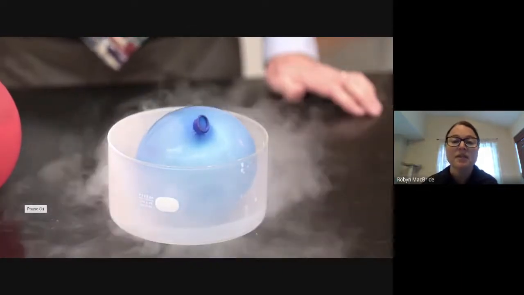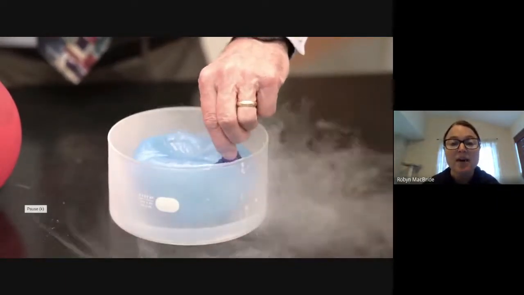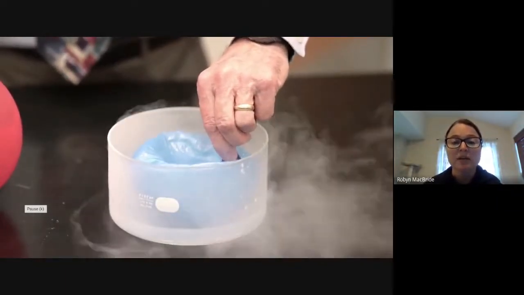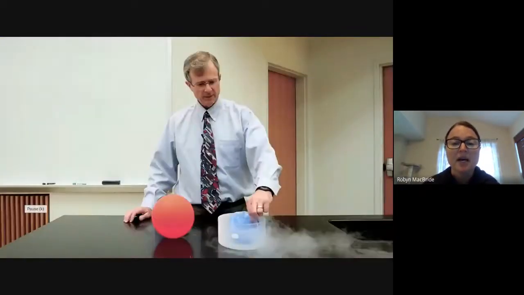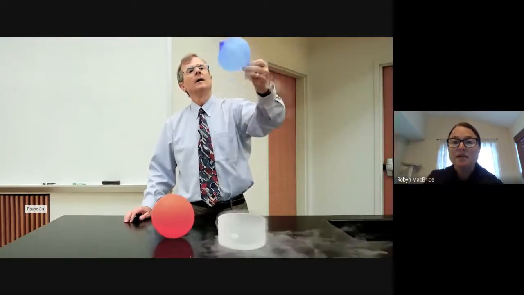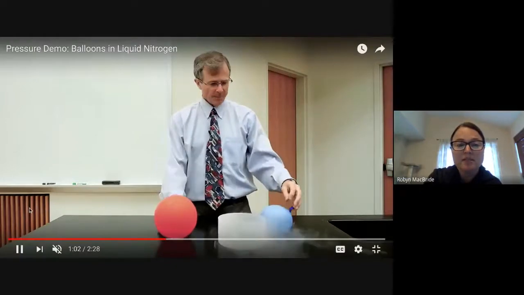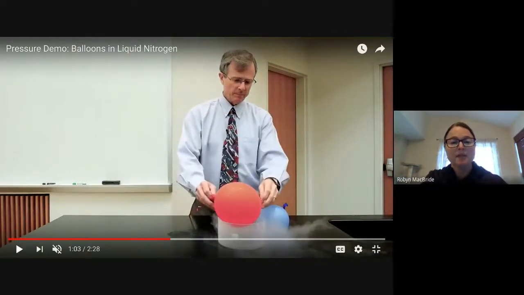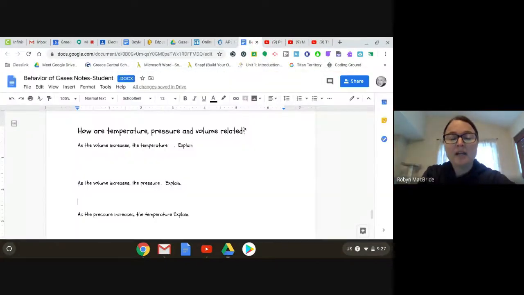Hopefully you are saying to yourself that the balloon seems to be getting smaller. So as the temperature decreases, the volume decreases. Now he's going to take it out of the liquid nitrogen, which he should totally be wearing gloves when he's doing this. But anyways, as he takes it out and the temperature increases, we see that the volume also increases. He's going to do this again, but we are not. So what I'm saying here is that as the volume increases, we find that the temperature also increases.